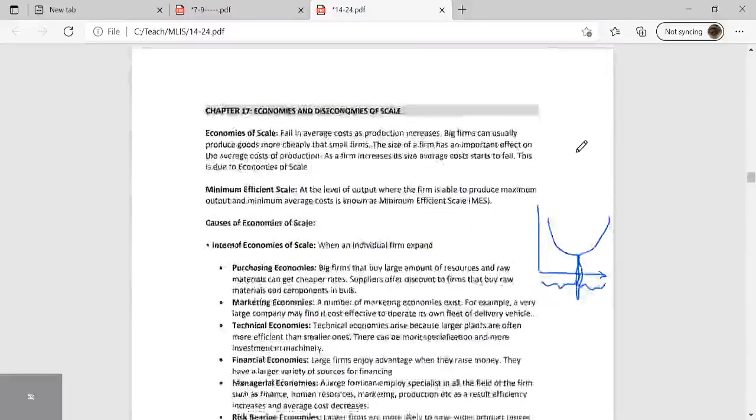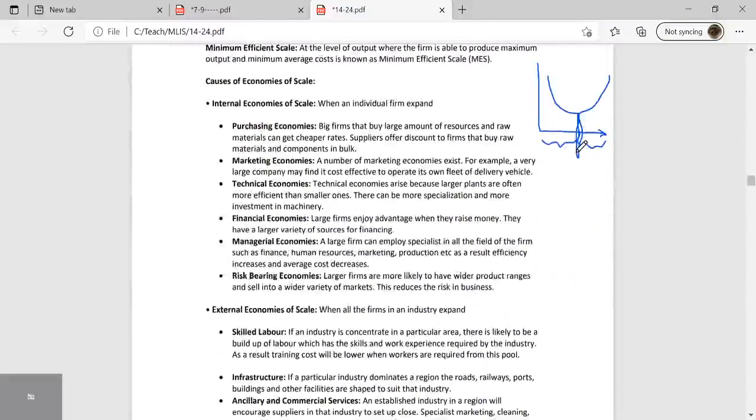So there are mainly two types of economies of scale: internal economies of scale and external economies of scale. Internal economies of scale include purchasing economies. That means if you purchase in large quantity, you will enjoy a discount, right? This discount will lead to purchasing economies of scale because your average cost will fall.